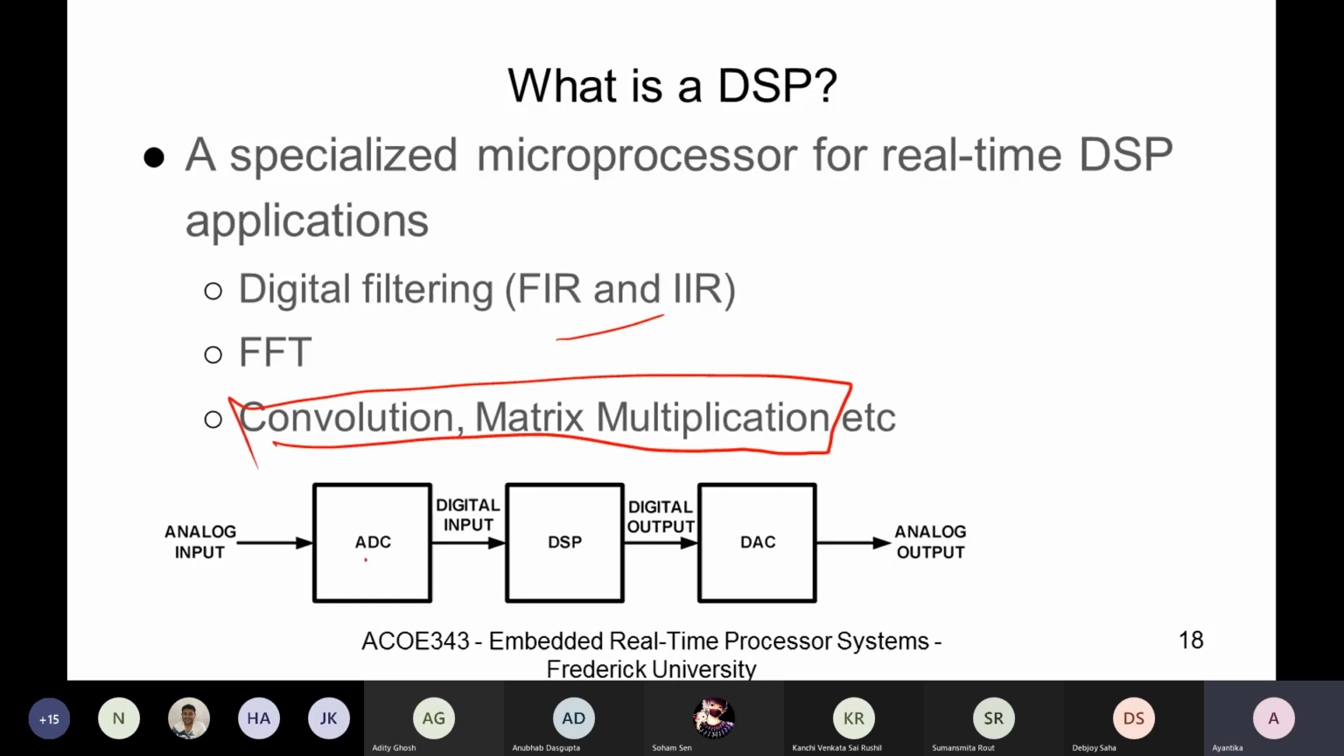So this is the analog input when it is coming, how a general typical DSP works. That is the same as what we have seen in our example also. If the analog input is coming from, let's say, any sensor, it will be converted to a digital input by this ADC. Then this DSP will work on that digital input, and again the DSP will take the output back to analog form.